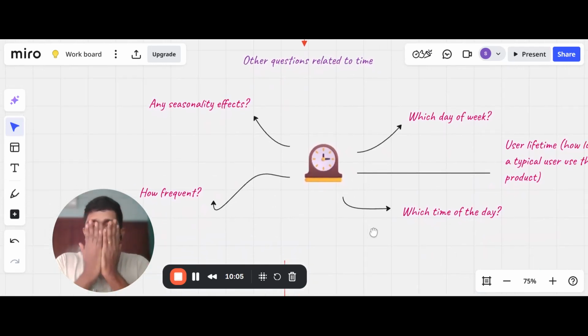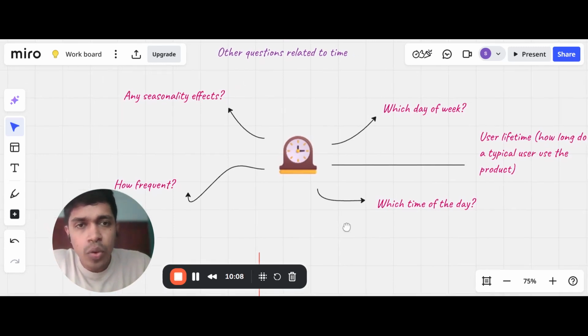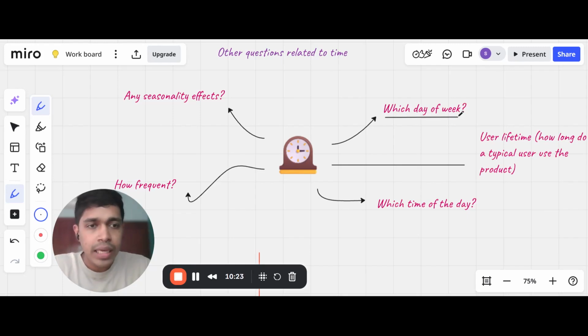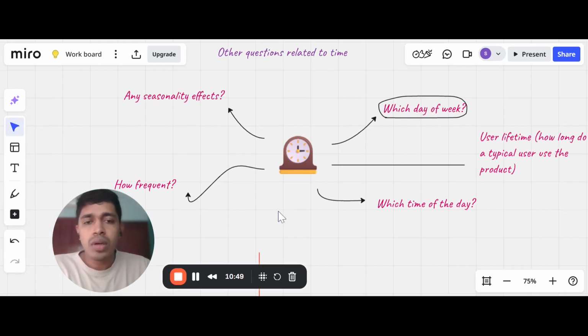So I have written down few other questions related to time itself, which I usually ask. Like, let's say the question is about YouTube viewership. I can ask which day of the week is the maximum viewership happening? Or is there any seasonality effect, right? Like when it's football season or cricket season, does the viewership increase? So if this is not a question related to YouTube, you can pick few of these questions. But the idea is you try to think of the time itself. You can start seeing some pattern.